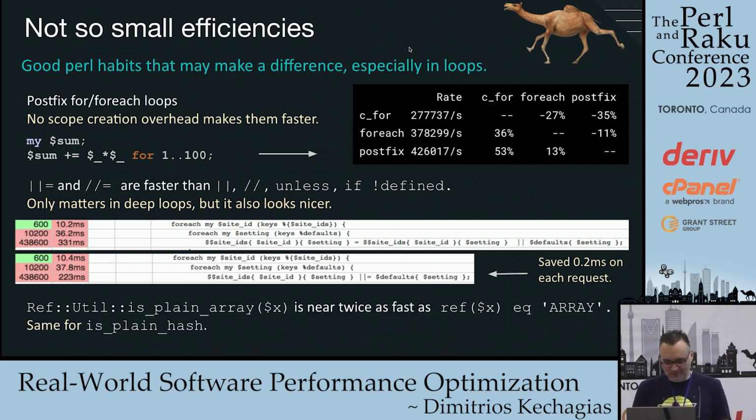And someone told me the other day that it's similar: if you use a refutil instead of checking for array, it's faster. And that's also something you might use for setting up, checking many variables.